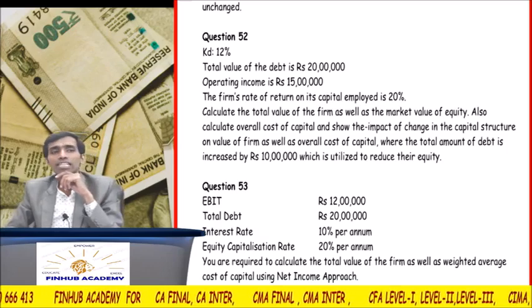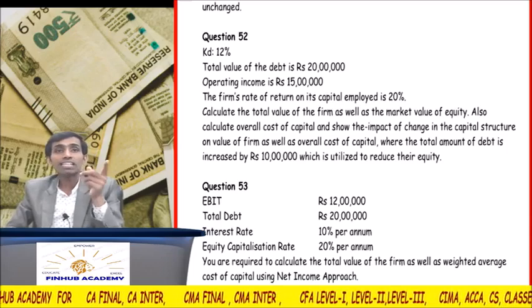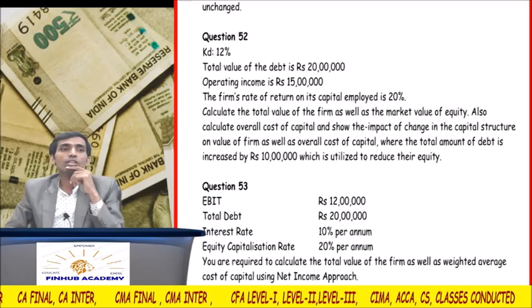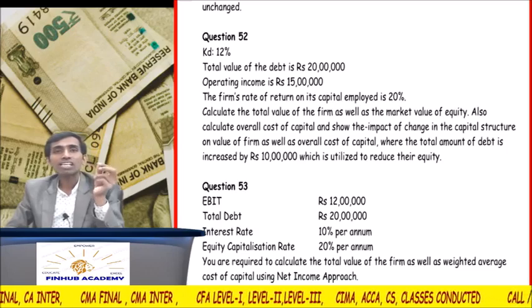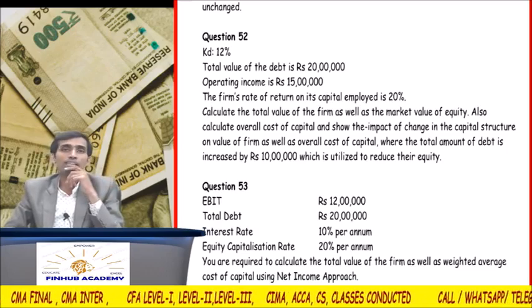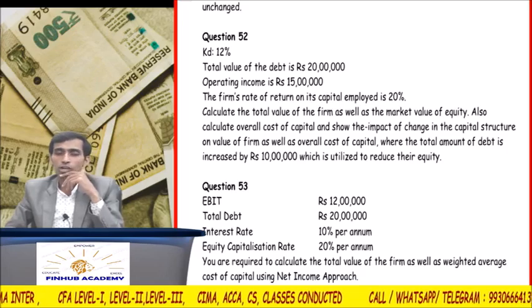That is KO, the overall cost of capital. The return generated on capital employed is the cost for the company. So KO. Calculate the total value of the firm as well as the market value of equity. Also calculate overall cost of capital. Okay, like the previous sum, we will stop here.